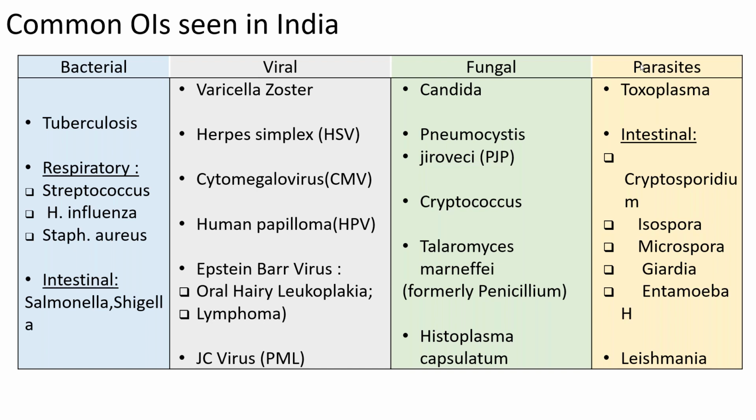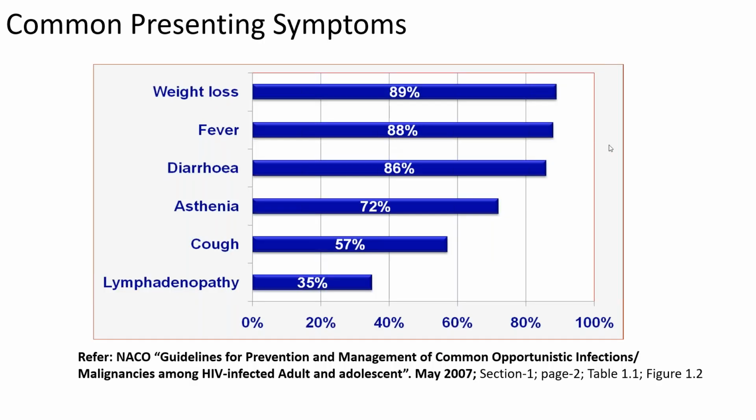Another way to remember the number of opportunistic infections is system-wise. What happens in each system? That is another common way to remember them. So how do these patients present with an opportunistic infection?